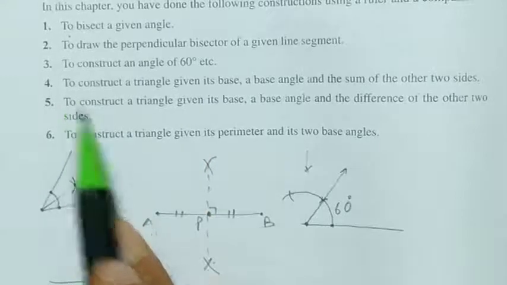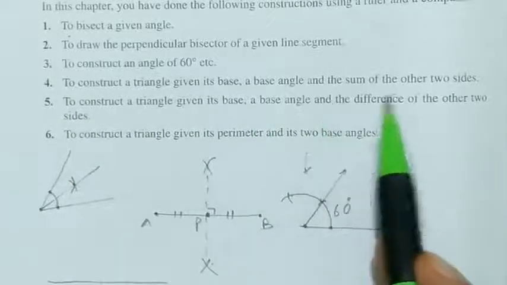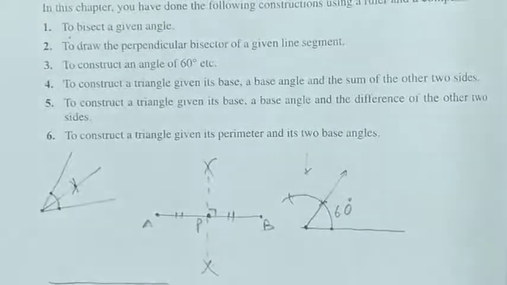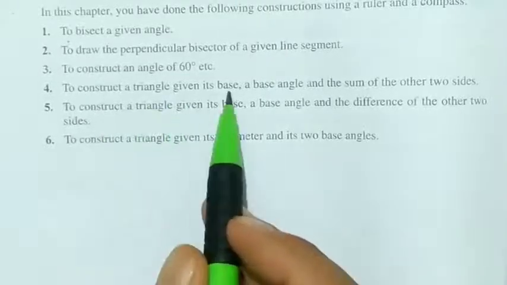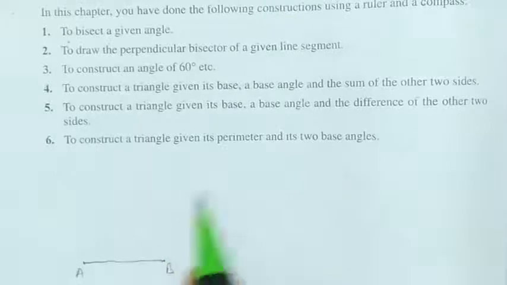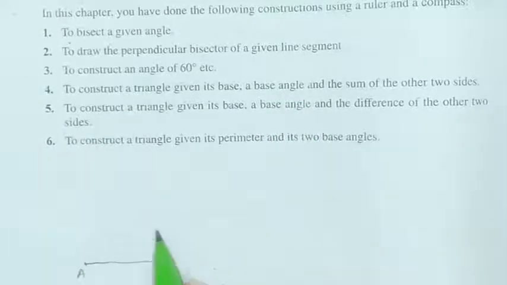Now the fourth point, to construct a triangle given its base, a base angle and the sum of the other two sides. Now I am rubbing this so that you can easily understand. For any triangle a base is given, so first draw its base as a straight line. Let's say this AB is the base. Then a base angle, either angle A or angle B, is given. So whatever angle is given, just draw it.